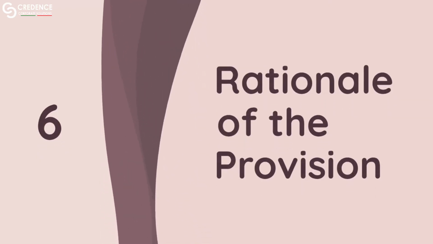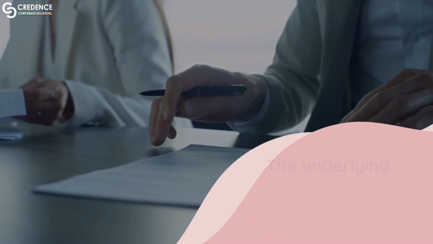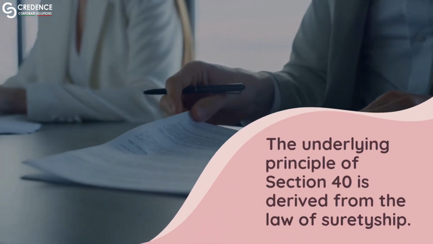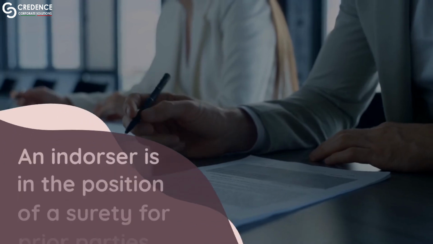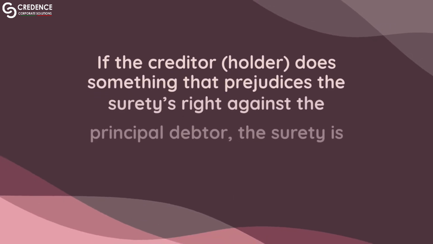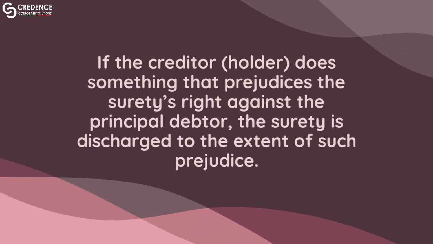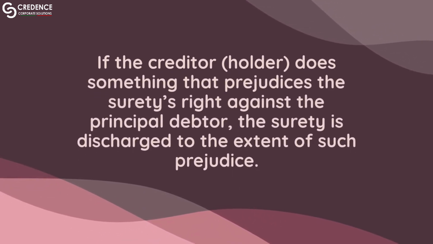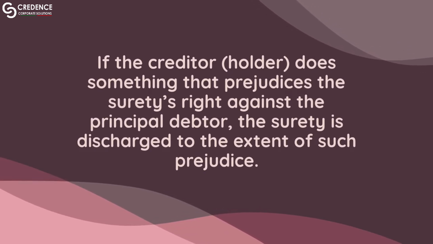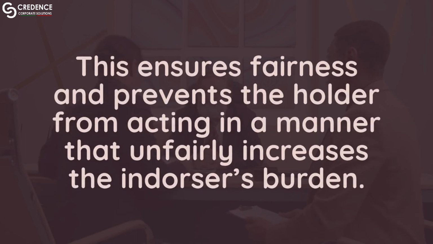6. Rationale of the provision. The underlying principle of Section 40 is derived from the law of suretyship. An indorser is in the position of a surety for prior parties. If the creditor, the holder, does something that prejudices the surety's right against the principal debtor, the surety is discharged to the extent of such prejudice. This ensures fairness and prevents the holder from acting in a manner that unfairly increases the indorser's burden.